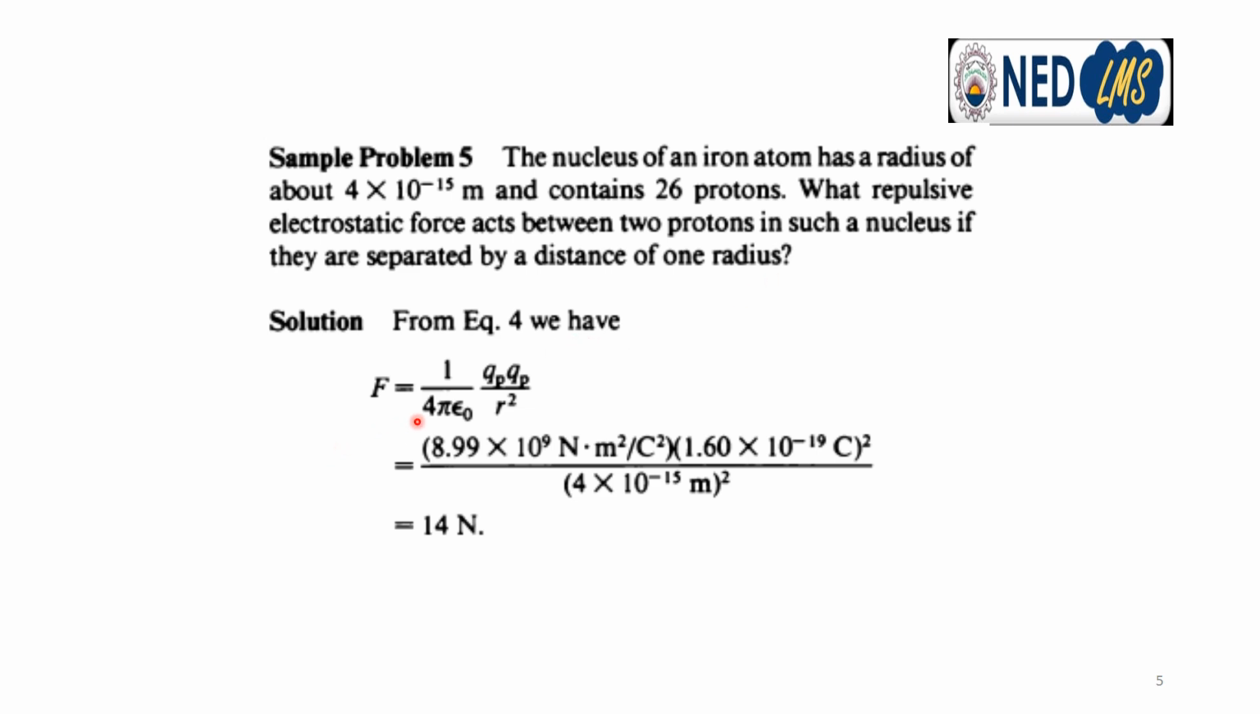So we all know the Coulomb's force will be equal to K Q1 Q2 over R square. We discussed two protons, the distance between two protons, the repulsion between two protons. The charges of protons we also used in the previous sample problem. So 1.6 into 10 to the power minus 19 whole square, and the distance is already given, 4 into 10 to the power minus 15. So after calculation we got 14 Newton.